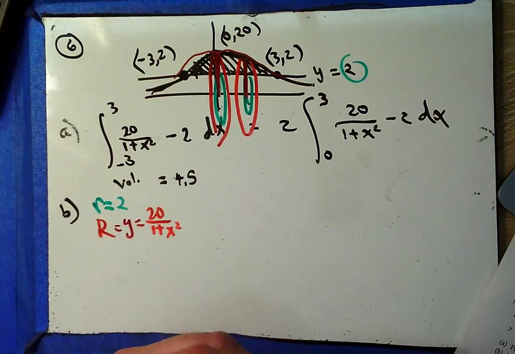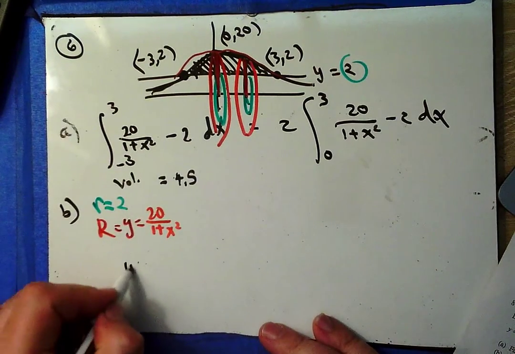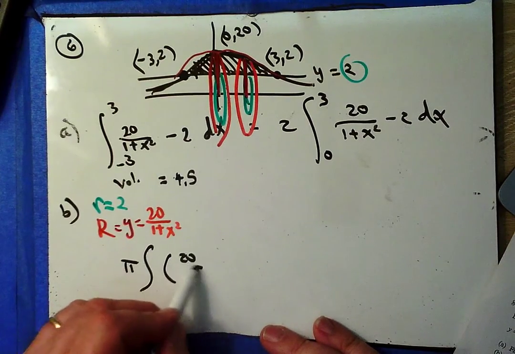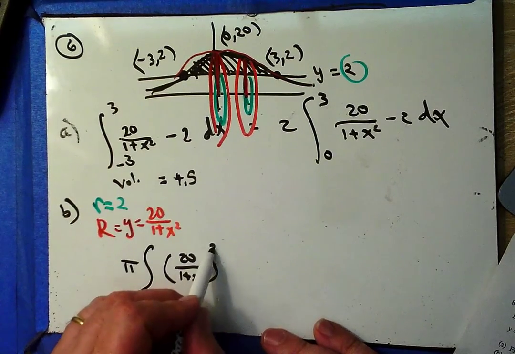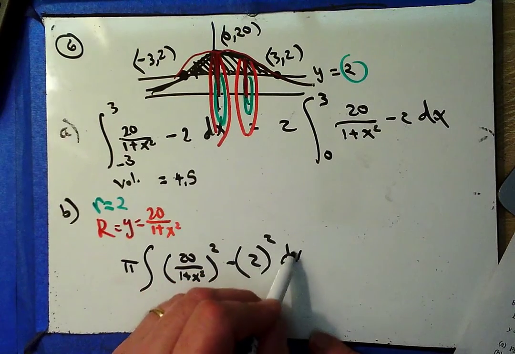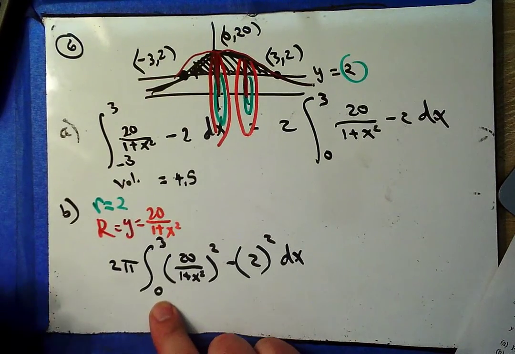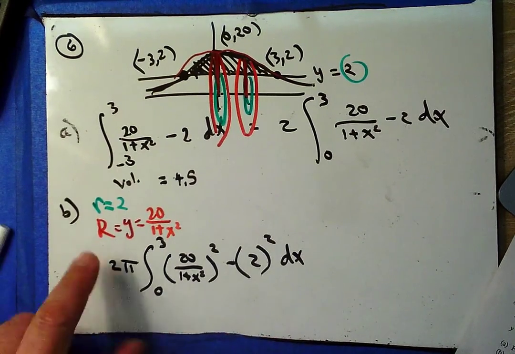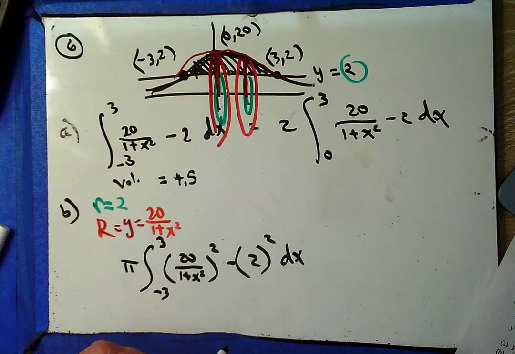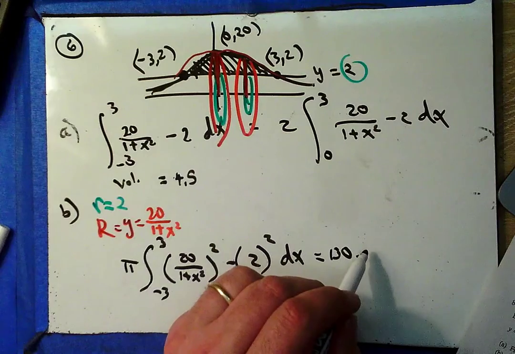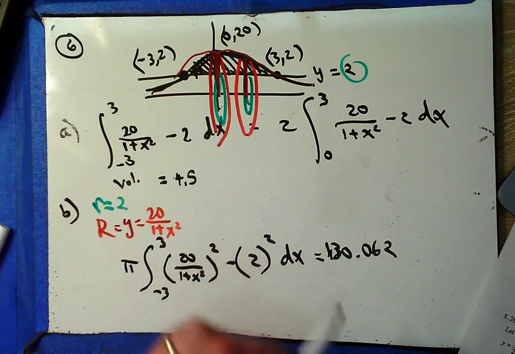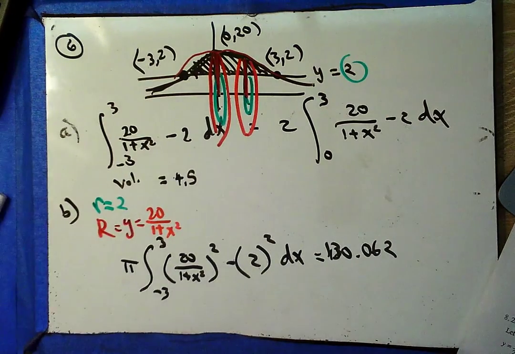So I have a big R and a little r, and again, I can set this integral up as pi times the integral of big R, 20 over 1 plus x squared, squared, minus little r squared dx, and I can integrate from -3 to 3. If I were doing this by hand, I might go twice the volume from 0 to 3, because I would rather plug zeros into an antiderivative than plug negative 3's into an antiderivative. But many of you will prefer this, and since it's on a calculator, it doesn't really matter all that much. I end up with 130.062 here. 130.062 is my volume when we rotate about the x-axis.